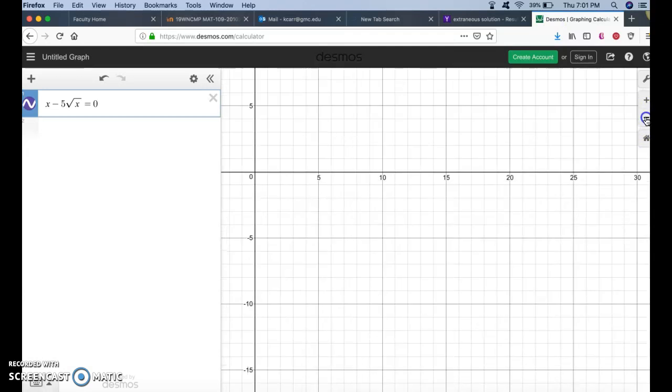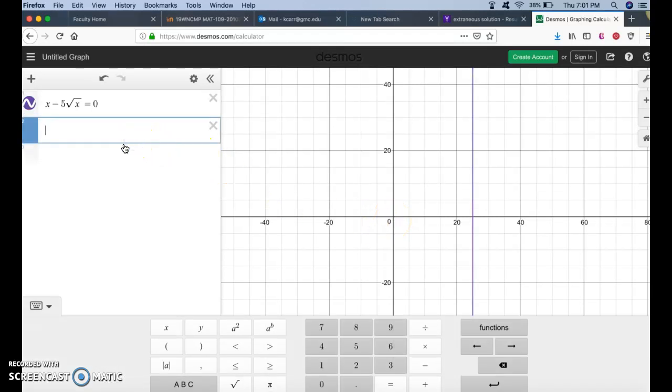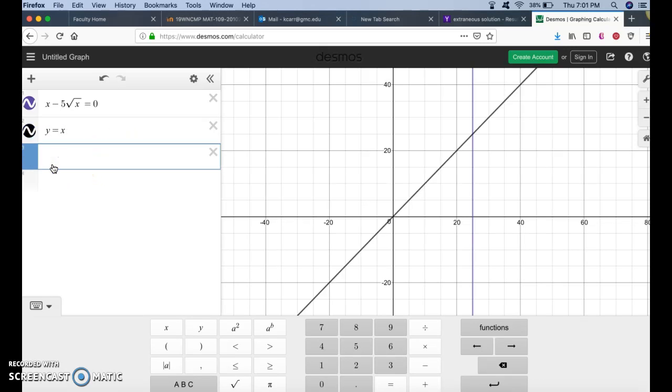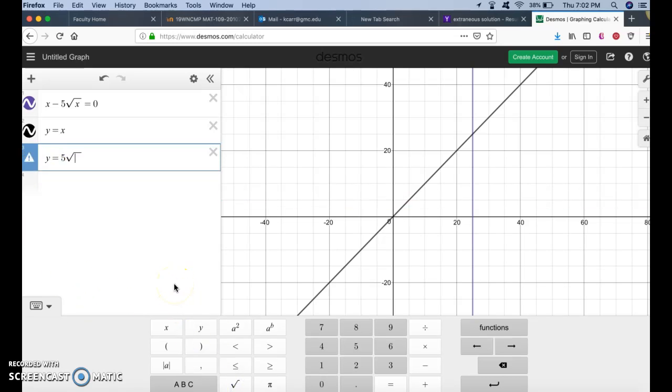Let's zoom back out here so you can kind of see. Are we looking, do we see any 0 here? But you know that 0 does work. So I would do y is equal to x, which would be the left side of the original, and then what else could we do? We could do y equals 5 to the square root of x.